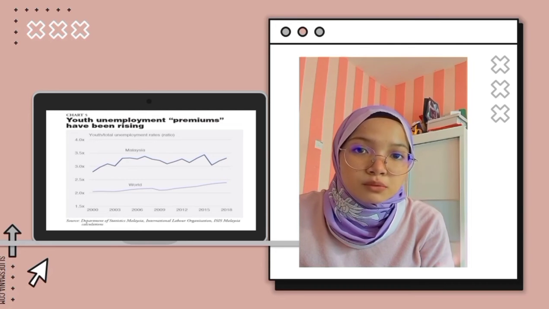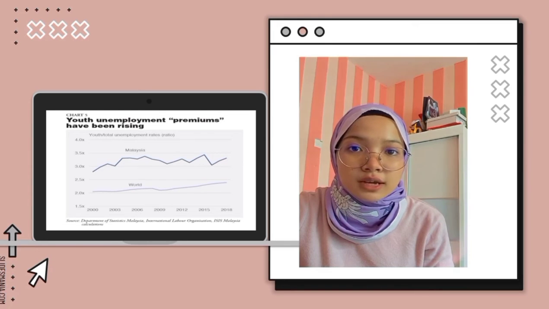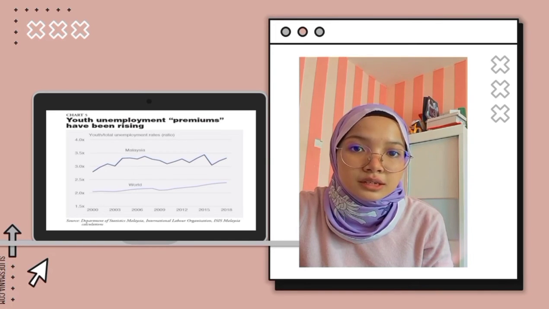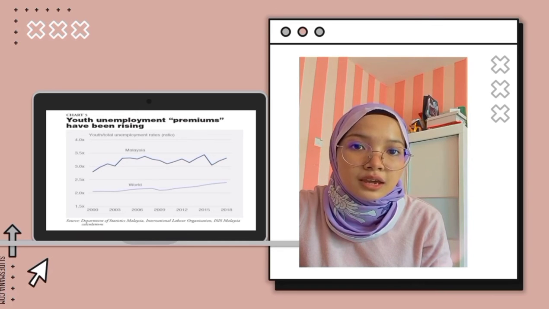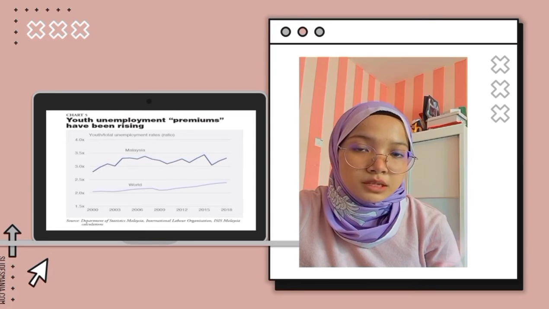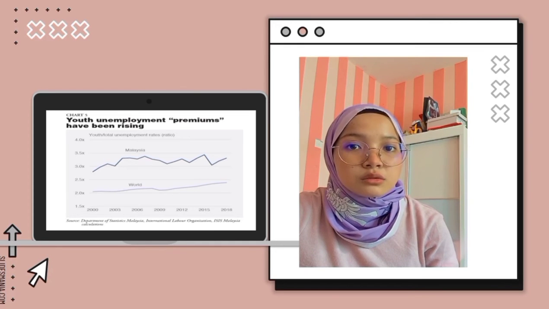As for the legend, the light blue one shows the unemployment rate in the world, while the dark blue one shows the unemployment rate in Malaysia. As you can see, the rate of unemployment in Malaysia rose in early 2000 until early 2003, then followed by the rate of unemployment in the world, horizontal in the middle of 2000 until the end of 2003. At the end of 2006, the rate of unemployment in Malaysia started to decrease until the end of 2009. However, the rate of unemployment in the world started to rise in the middle of 2009 until 2018.